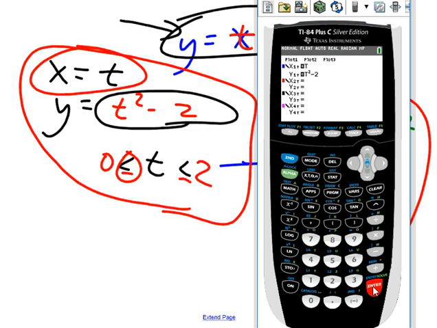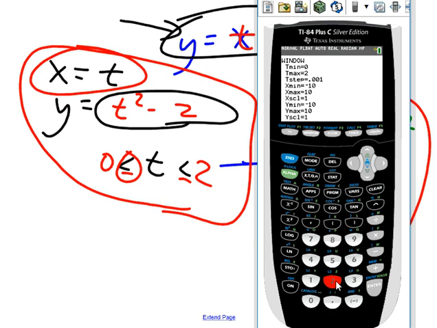And then I've pounded on this over and over again. You got to have a domain, but where does that actually go in? What button? Window. Hit the window button. And mine right now is going from 0 to 100. That would not be good. I want it from 0 to 2.